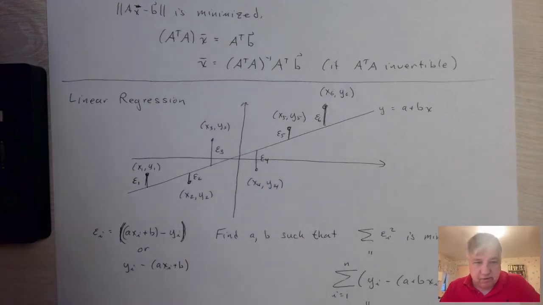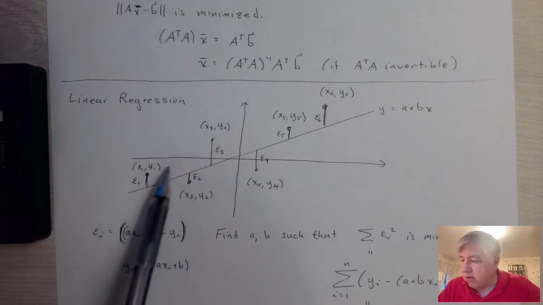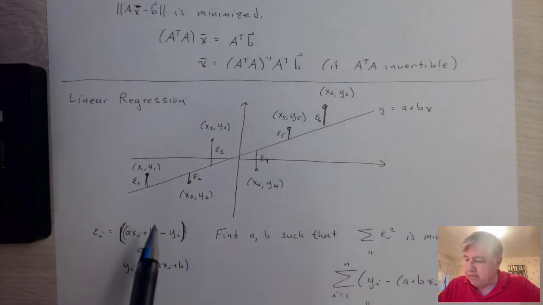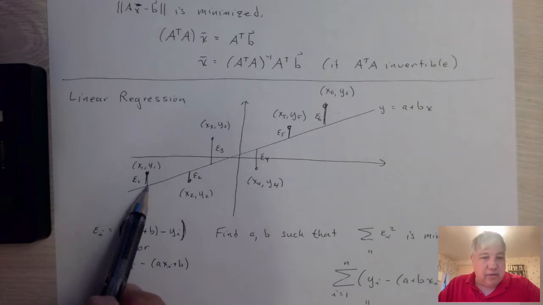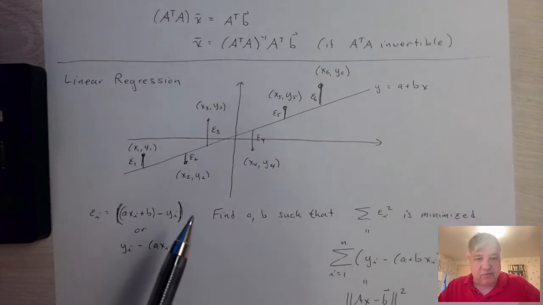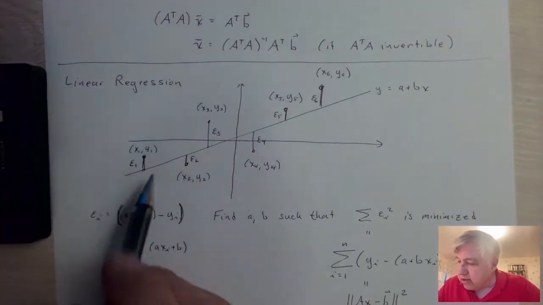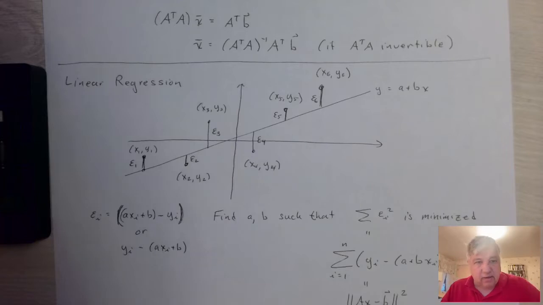as small as possible. So if we have these points (x1, y1), (x2, y2), and so on, we can define this first error as just the vertical distance from a point to the line, whether that point is above the line or below the line. So it's basically the y coordinate of this point minus the y coordinate of this point, or vice versa. Because we're going to be squaring it anyway, the sign won't matter.